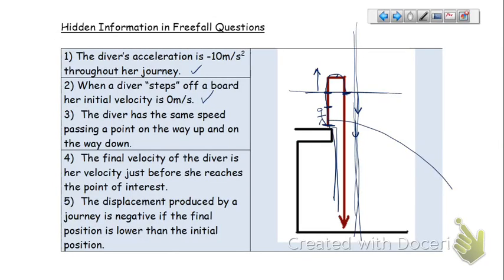It takes as long to go from the board to the top as it does to go from the top back level with the board again, because there's no air resistance. The diver has the same speed passing the point on the way up as on the way down. The final velocity of the diver is the velocity just before she reaches the point of interest.